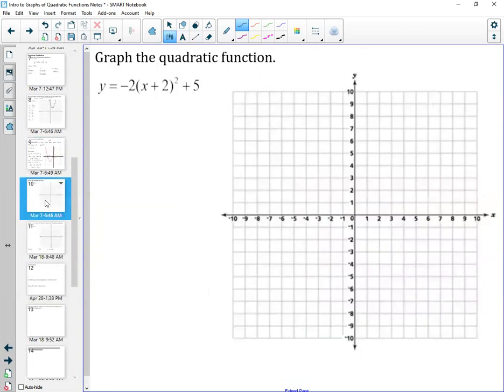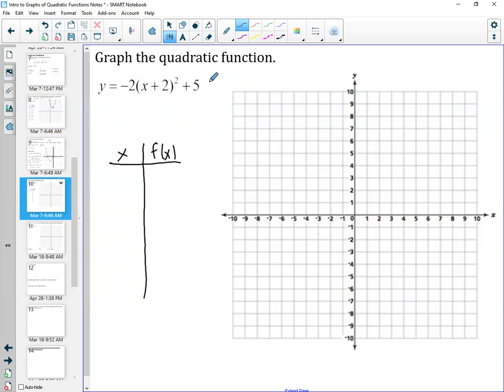So graph the quadratic function. Okay. So basically what we're going to do is find the vertex and then graph 2 points on either side of it, and then sketch in the rest of the parabola. That's how we're going to graph these things, at least for now.